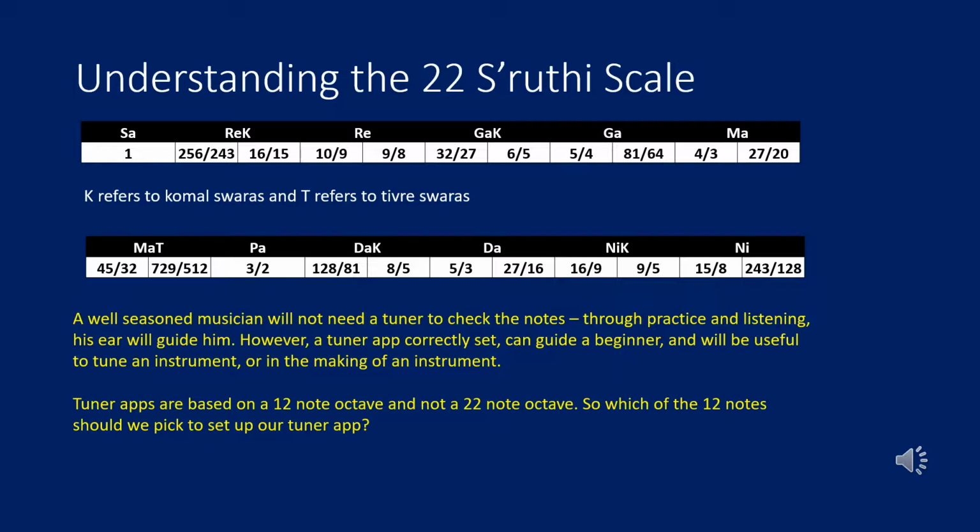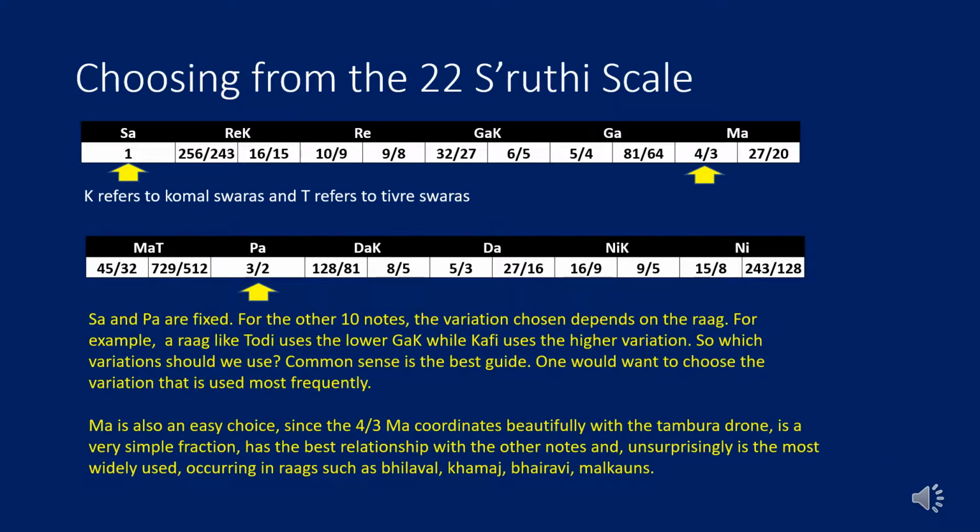If a tuner app has the ability to show all 22 shruti notes, well, great. However, most tuner apps are based on a 12-note octave and not a 22-note octave. So which of the 12 notes should we pick to set up our tuner app? In order to set up our own just intonation Indian scale, we need to choose 12 out of these 22 shruti scale. Which 12 do we use?